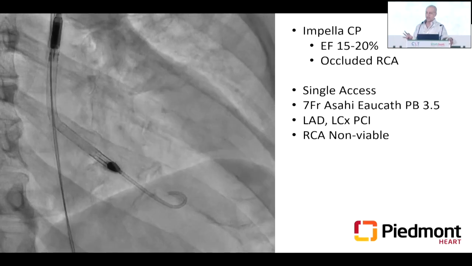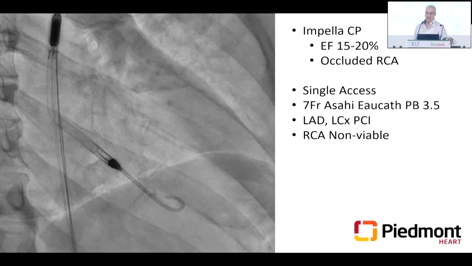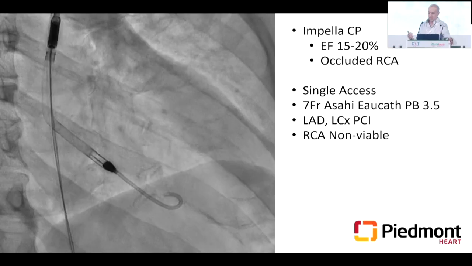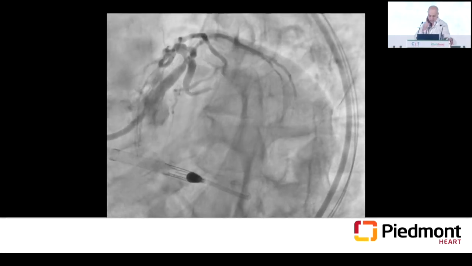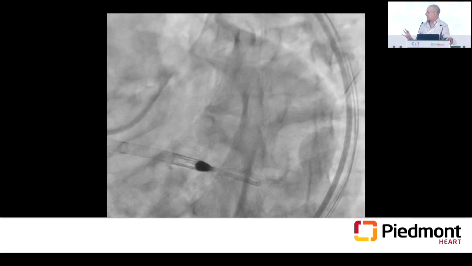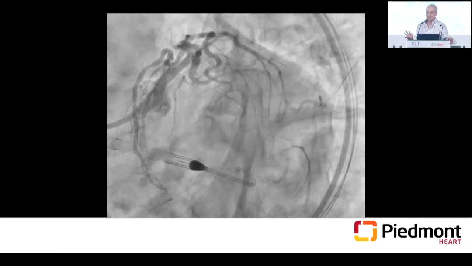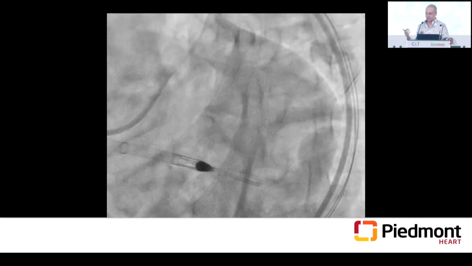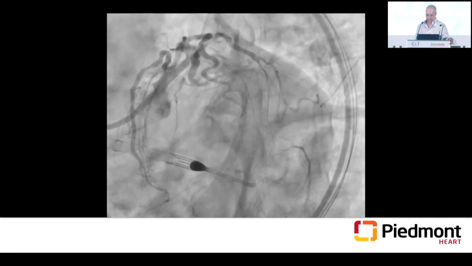And so as is our practice, we used a single access technique. After we placed the Impella, alongside it, we used a 7 French sheathless guide system. We used the Asahi Oca system, which is a sort of a 7.3 French system that just sits alongside. And then we went ahead to try and fix the left main, LAD and the circumflex. One of the technical aspects of this case was that the circumflex is very, very retroflexed. It almost comes back on itself, which in and of itself is a tricky situation.